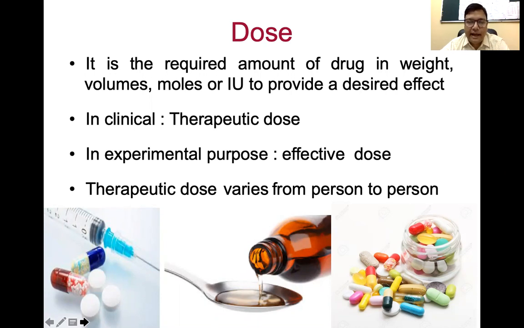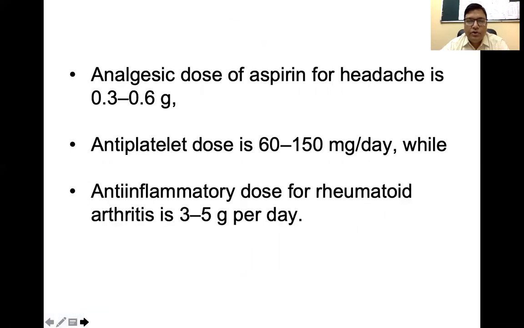Therapeutic dose varies from person to person. No two persons are alike, and every individual has his or her own peculiarities. Based on that, the therapeutic dose may vary from person to person. Response also varies with the amount of the dose which we are going to give.